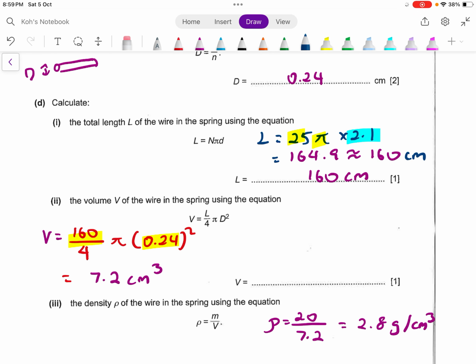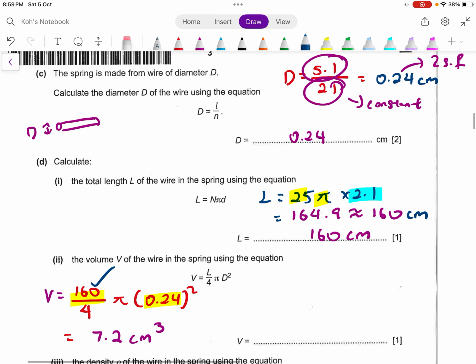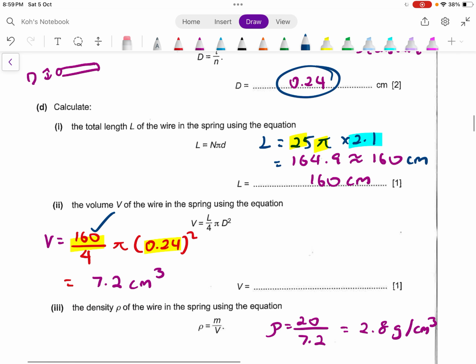Okay, then after that you will notice one thing. Oh, the volume of the wire. So the volume of wire is given to be as such: L divided by 4 pi d square. So L divided by 4 pi d square. So L is 160. Then the D, the big D, is this part, 0.24. So everything will be constant except 160 and 0.24.